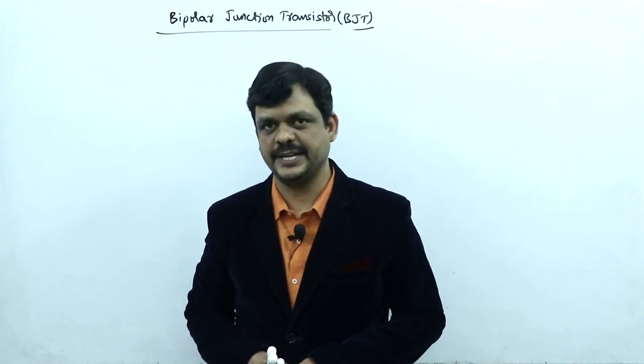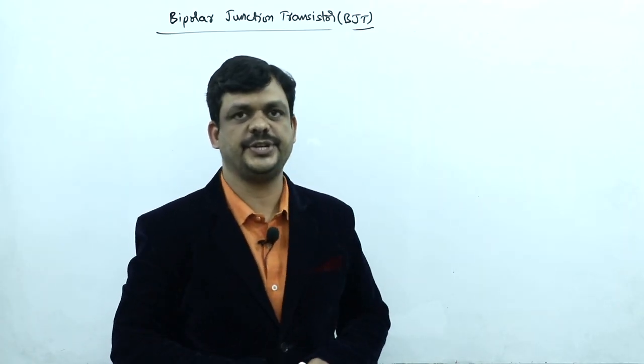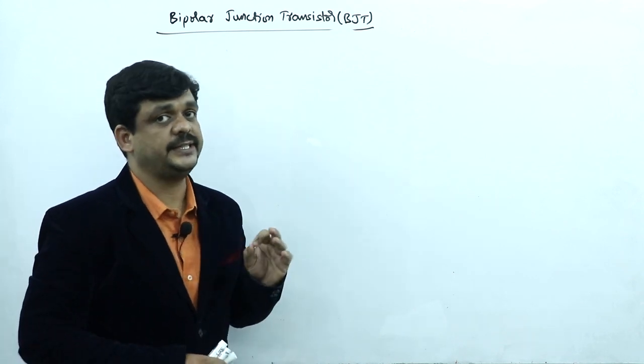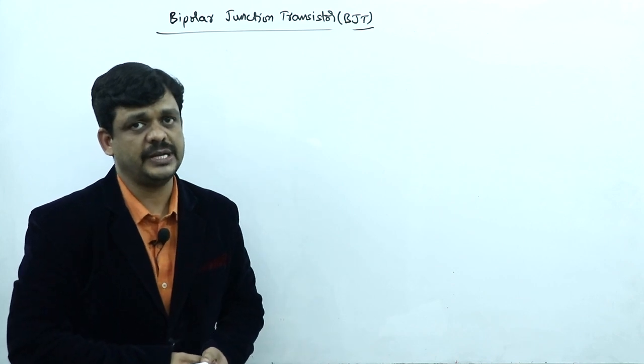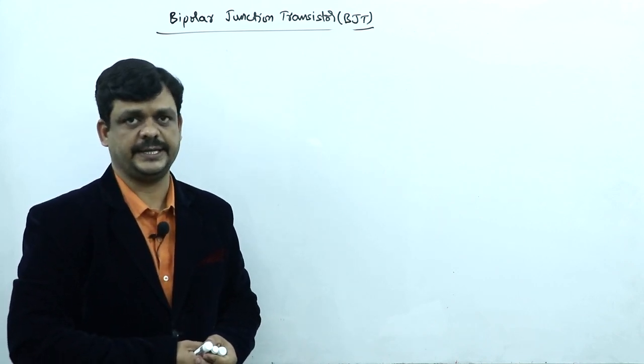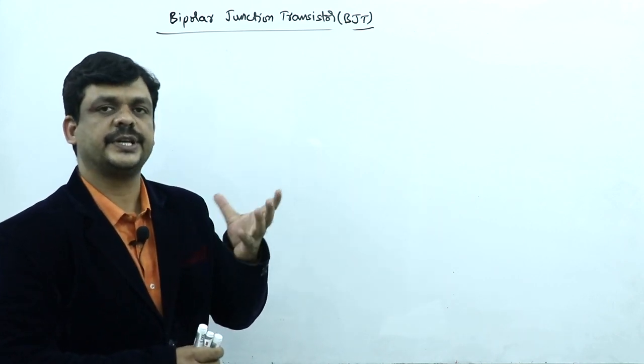Bipolar junction transistor. This is one type of transistor. A BJT is a 3-terminal electronic device. Those terminals are emitter, base, collector. So first of all, I will explain the construction part.